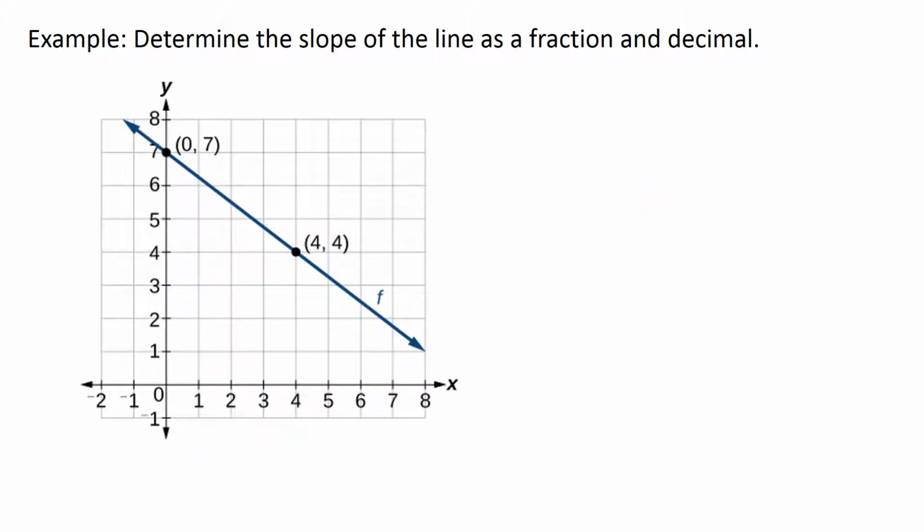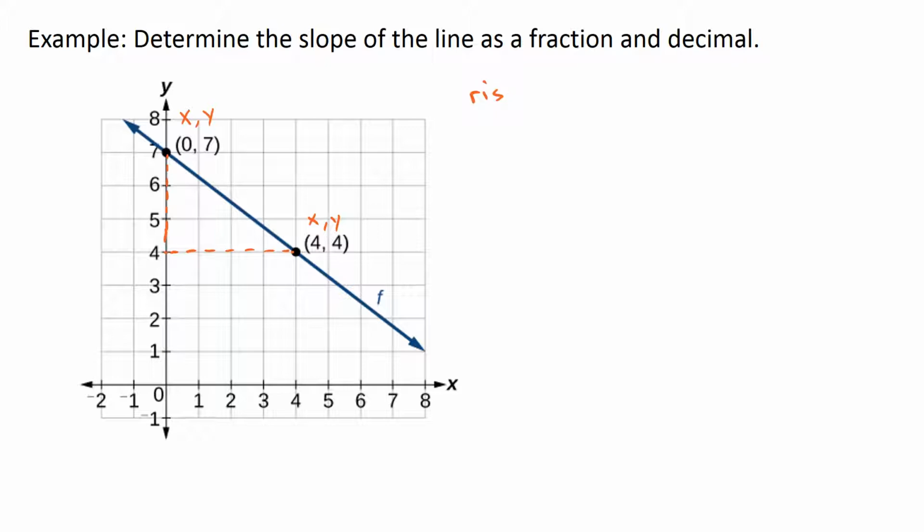Let's do one more example. Determine the slope of this line as a fraction and as a decimal. And it looks like we're given the points already, which is very helpful. And you'll remember that points are given as a pair of x and y values. So this is x comma y and x comma y. So what's the rise between those 2 points?